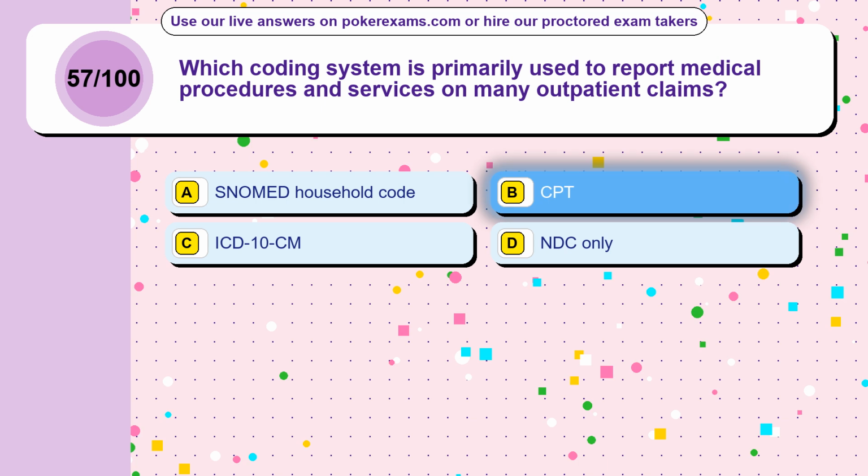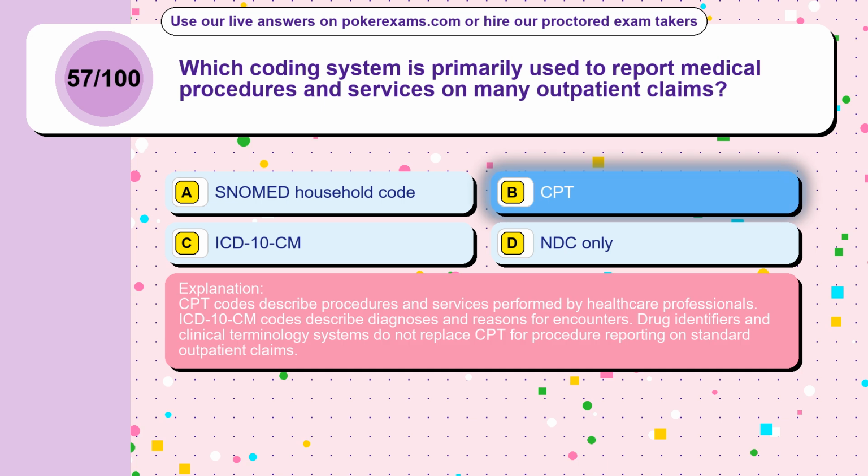The correct answer is option B. CPT. CPT codes describe procedures and services performed by healthcare professionals. ICD-10-CM codes describe diagnoses and reasons for encounters. Drug identifiers and clinical terminology systems do not replace CPT for procedure reporting on standard outpatient claims.